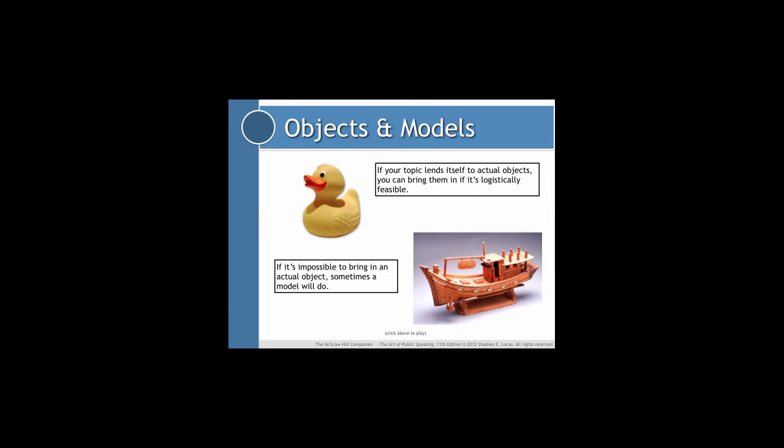You can have models that are smaller versions of the object itself, larger versions of the object, or even the same size. Let's say you're doing a speech trying to get people to stop smoking, and you bring in a model of a set of lungs, one side of which is a perfectly pink and healthy lung because that person didn't smoke, and the other side is a black and nasty looking lung from a person who smoked for years. It's the same size as an actual set of lungs. So it could be the same size, it could be larger, it could be smaller, depending on what it is you're trying to show us. So objects and models, if they are logistically feasible, make very good visual aids.